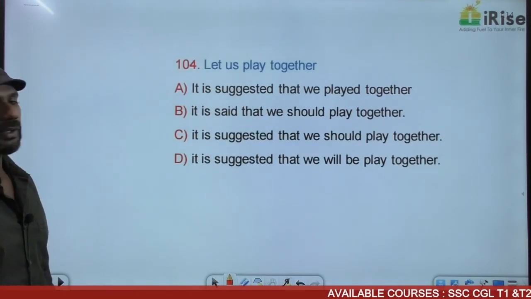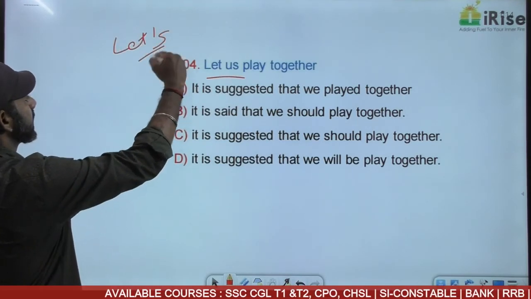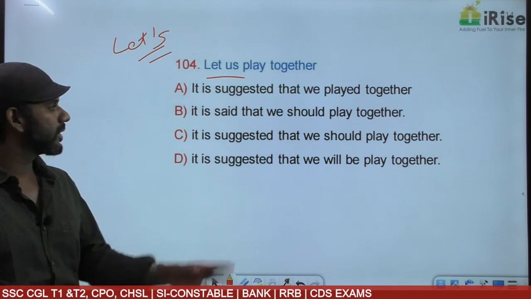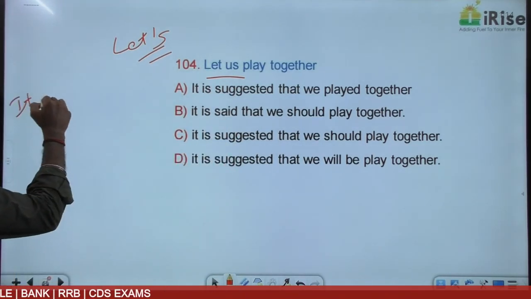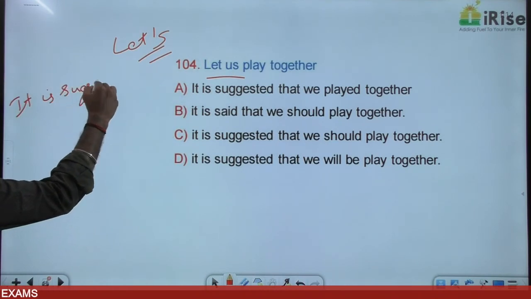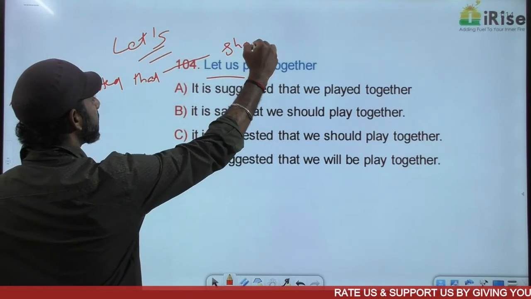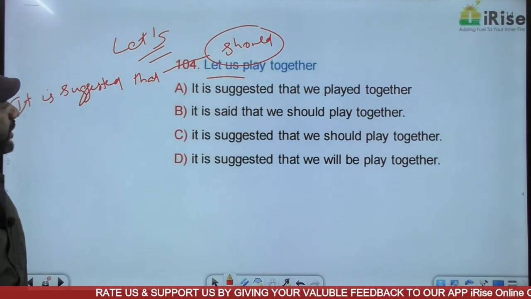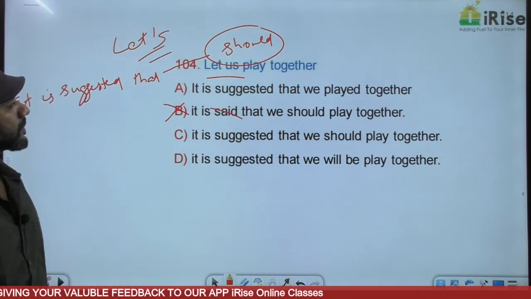Let us play together. Again, it is a suggestion. Let us is let's. The second order of suggestion in the passive voice is given in the options, and that order is it is suggested that, followed by should. This order is given in the options. Based on that, B is gone. Said is eliminated.